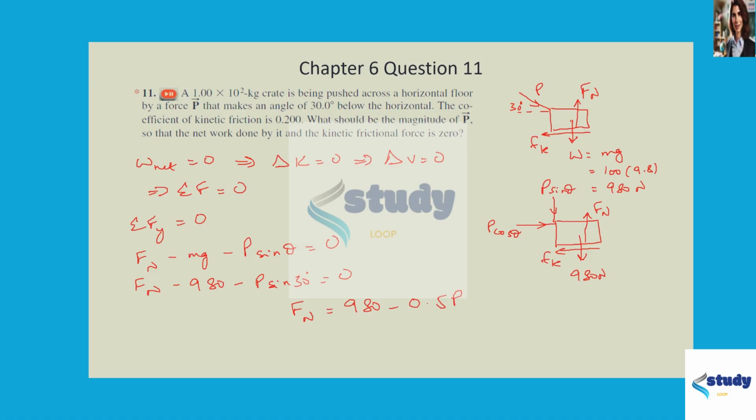So from Fn we can now calculate Fk. Fk is mu k times Fn. So that's equal to 0.2 times (980 minus 0.5 P). We are going to use this value of Fk shortly. So let's simplify this as much as we can. 0.2 times 980 is 196 minus 0.1 P. So we got our value for the force of friction.